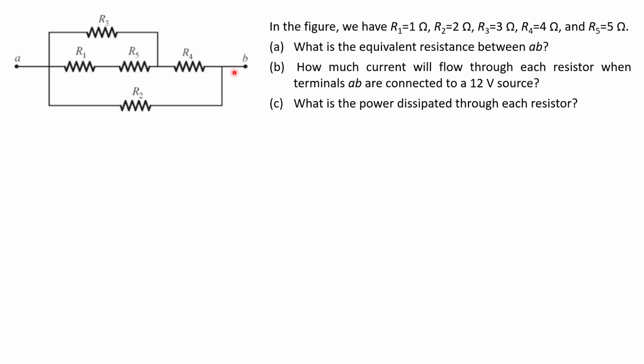In the figure, R1 is equal to 1 ohm, R2 equals 2 ohms, R3 equals 3 ohms, R4 equals 4 ohms, and R5 is 5 ohms. Okay, so the first question is, what is the equivalent resistance between A and B, right? So between these two points.